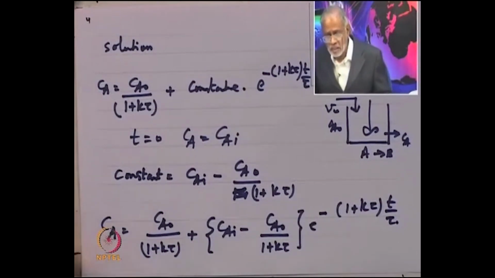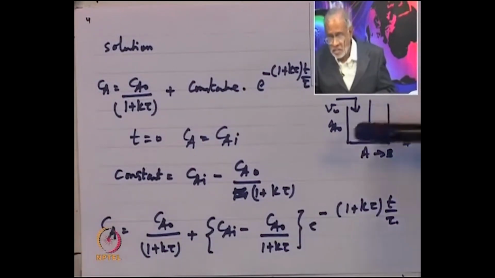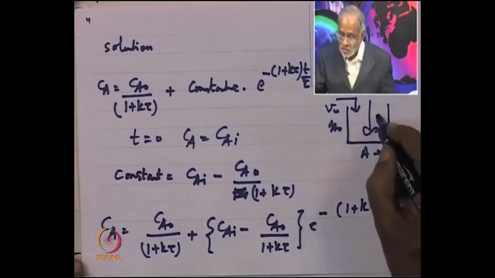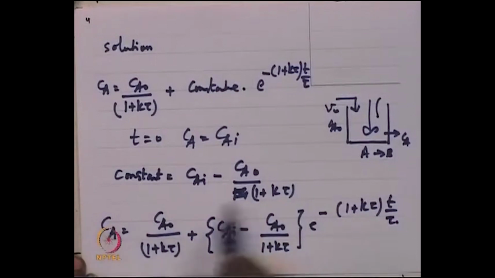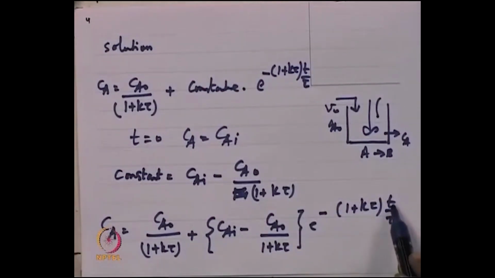So, what is it that we are saying? If you have a stirred tank and you start it up with C A equal to C A I initially, this is the unsteady state behavior of the stirred tank. Now, let us see what happens at t equal to infinity. This exponential term becomes 0, the whole term disappears. Therefore, C A becomes C A naught by 1 plus k tau. This is something that we know from our understanding of stirred tanks.